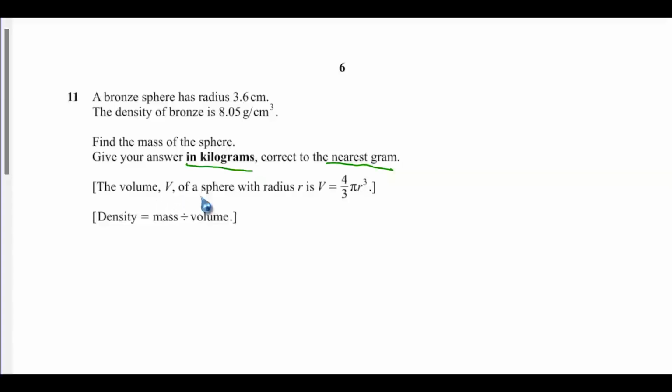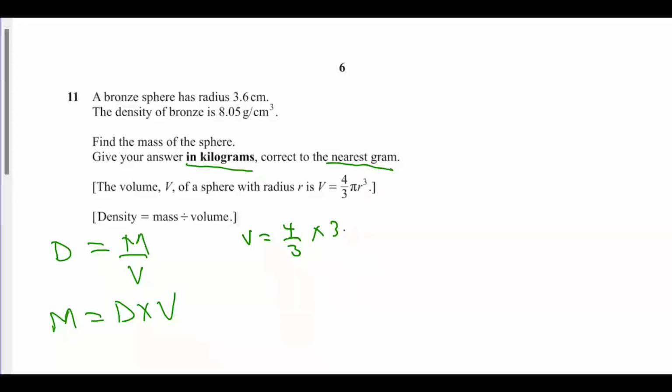So the volume V of a sphere with radius r is given as this. So density is equals to mass over volume. Okay, so since density is equals to mass over volume, then mass will be equals to density times the volume. So we need to calculate the volume. So volume is given as 4 over 3 times pi is 3.14 times the radius is 3.6. So 3.6 to the power of 3.